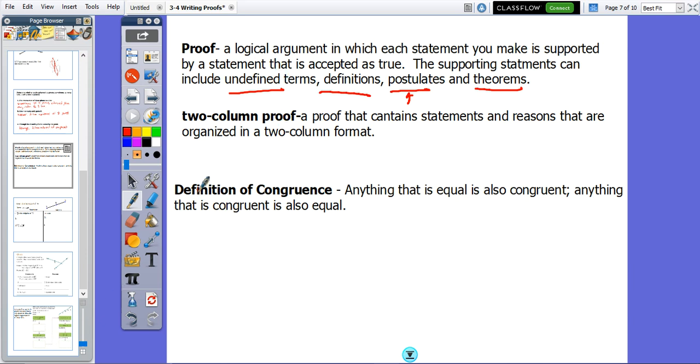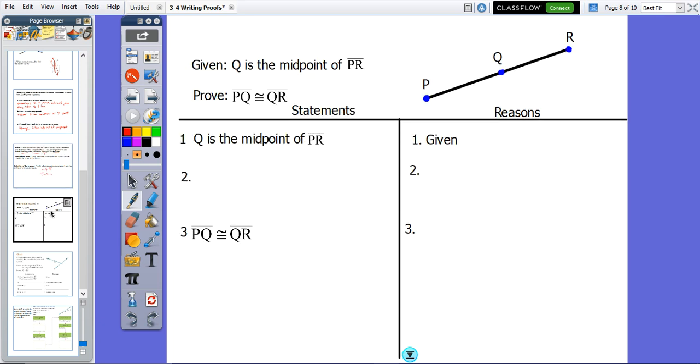But this you did have to write. So the definition of congruence. The definition of congruence is just a definition that lets you manipulate your problem. So in the grand scheme of definition of congruence, all it is saying is that anything that is equal is also congruent. So if I know that they are equal, then I can say they're congruent. And vice versa, if I know things are congruent, I can go ahead and say they're equal as well. And as we'll see here in a bit, how we use that in the two-column proof. So let's look at this problem right here.